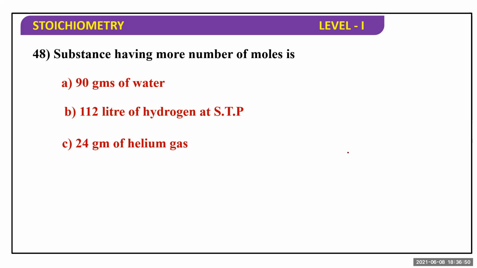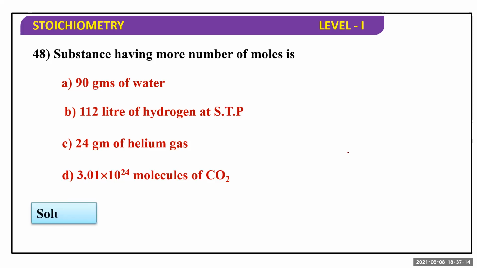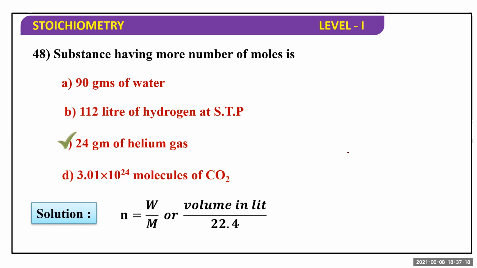Yes, sir. 90 gram of water, 12 gram of hydrogen at STP, 24 gram of helium, 3.01 × 10^24 molecules of carbon dioxide. Which one is the correct? Option C. Yes, this is correct.